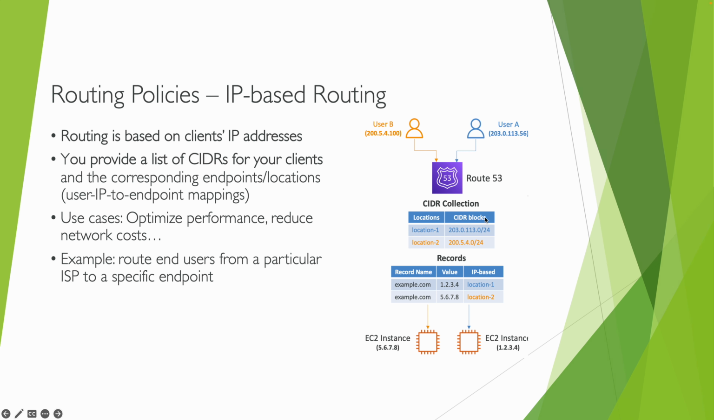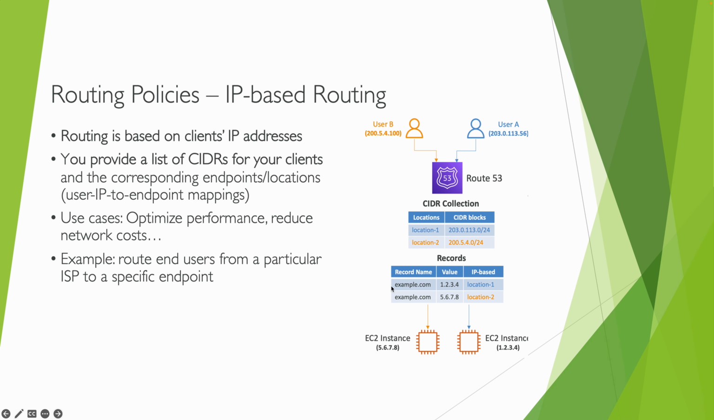So what these CIDR blocks will do is, if we say 203.0.113.0/24, that means 203.0.113 must be the prefix, and after this 113 there are 255 IP addresses. So all the IP addresses which come with 203.0.113.* must be sent to one instance. Okay, and all the other IP addresses, like 200.5.4.*, must be sent to location 2.